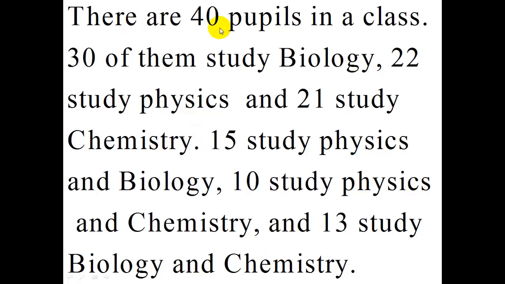Now I go by the question. There are 40 people in a class. 30 of them study biology, 22 study physics, and 21 study chemistry. 15 study physics and biology, 10 study physics and chemistry, and 13 study biology and chemistry.